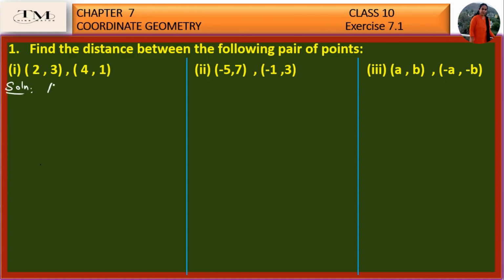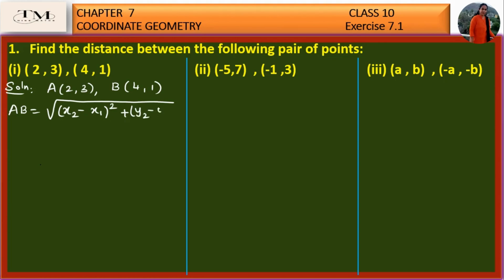So first let us name the points as A of 2, 3, then B of 4, 1. We have to find out the distance AB. So what is the formula? It is nothing but the square root of x2 minus x1 whole square plus y2 minus y1 whole square. So this is x2 y2 and this is x1 y1. So x2 minus x1, so 4 minus 2 in the bracket whole square plus y2.